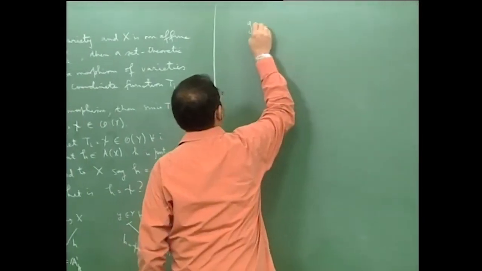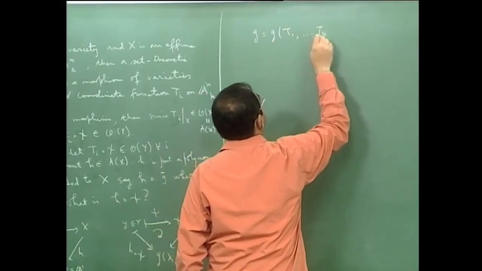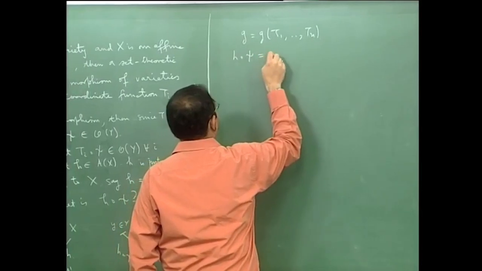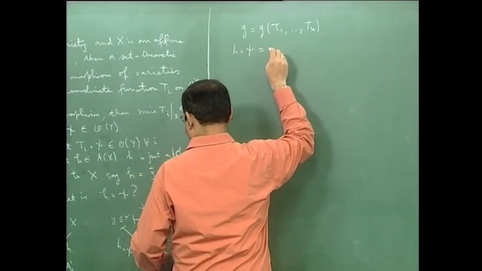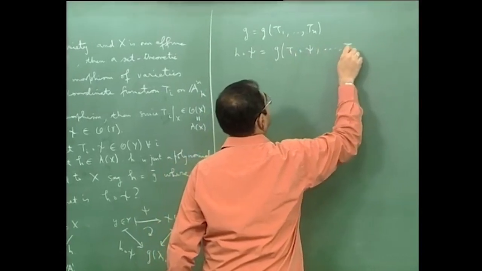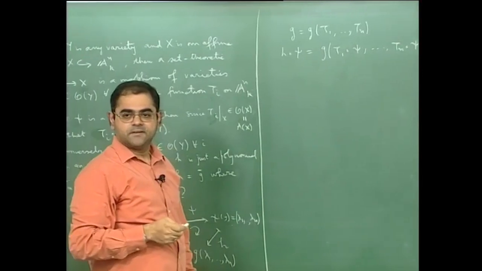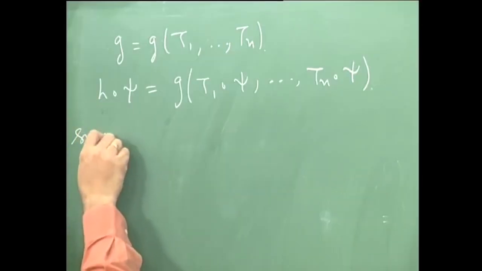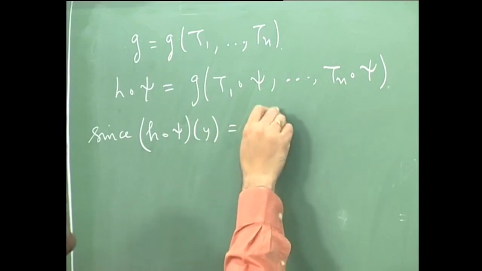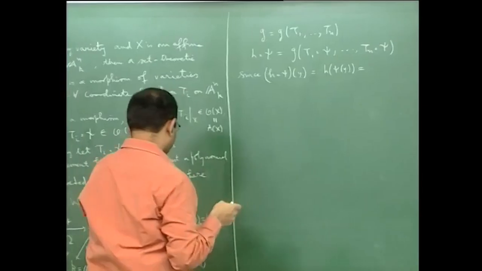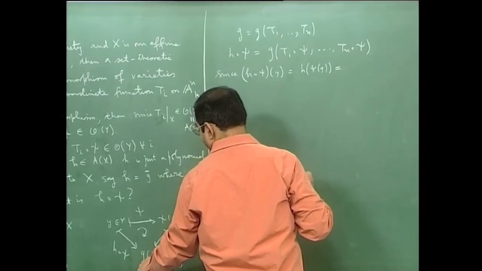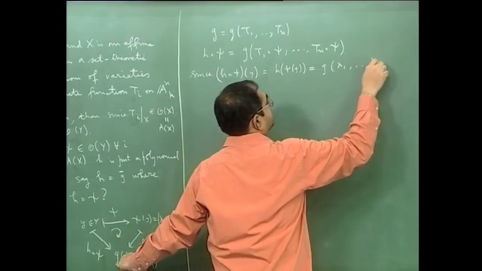See, G is G of T1 etc Tn, okay. So if you calculate H circle psi, it will be actually just G of T1 circle psi etc Tn circle psi. You will get this, because you can evaluate it and check. If I evaluate H circle psi at a point, what will I get? I'll get H of psi of y, and psi of y is lambda 1 through lambda n, and then I evaluate H on that. H is represented by a polynomial G, so I'll get G of lambda 1 etc lambda n, okay.